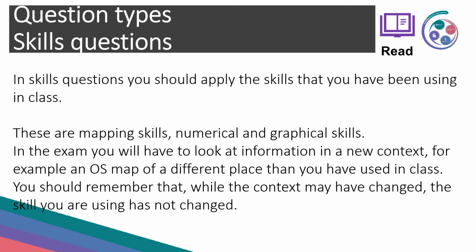So we've got 11 different skill question types SQA have illustrated for us here, and we'll go through each one with some further exemplification from past papers as well to show what you're looking at. In skills questions, you should apply the skills you've been using in class. So these are things like mapping, numeracy, and geographical or graphical skills. And in the exam, you'll have to look for information in a new context, for example, an OS map of a different place than you have used in class. So you should remember that while the context may have changed, the skill that you're using has not changed.